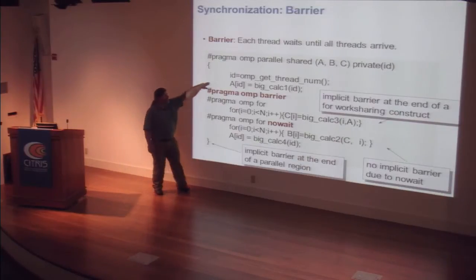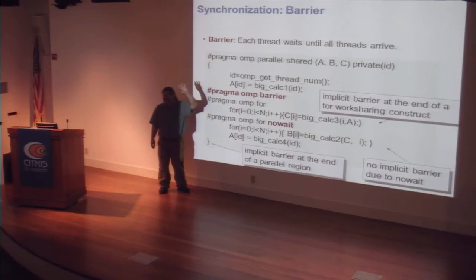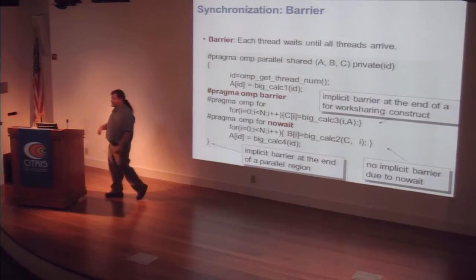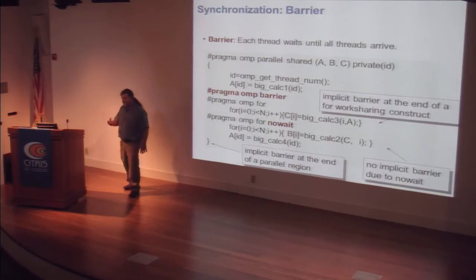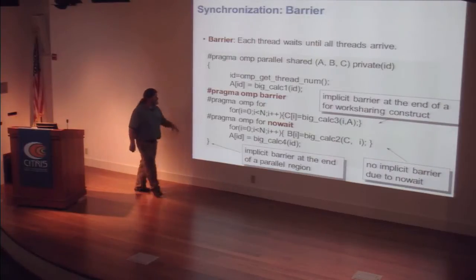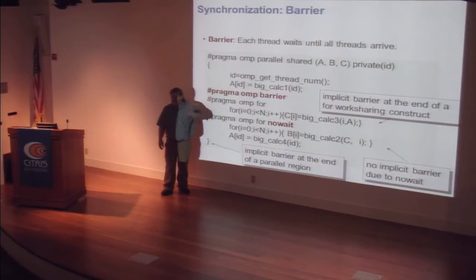So here I go. ID equals OMP get thread num. You guys are probably sick of seeing that. You know it really well. Then I'm going to do a huge calculation, big calc 1, and every thread's going to call this because it's an SPMD pattern, and every thread's going to do something slightly different because I'm passing in the ID. And when they're done, they're going to assign it to an element of the array A.